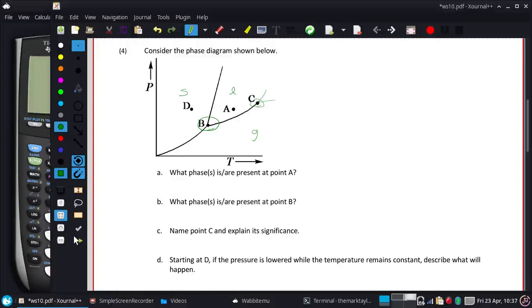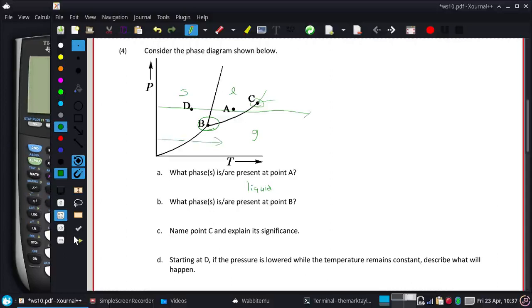All right, so let's talk about our situation. The first question is, what phase is present at A? Well, that is a liquid. And it's pretty much always this case. If you imagine water, it's just going to go right across like that: solid, liquid, gas. The only thing you sometimes lose is if we go down to a low enough pressure, you might go from solid right to gas as you increase temperature.